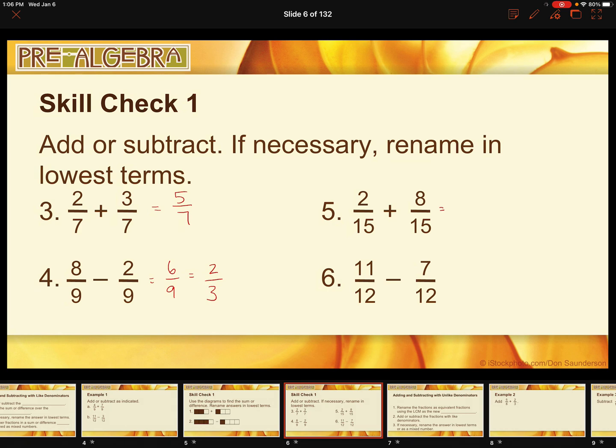Number 5, you should have gotten 10 over 15, which again reduces to 2/3. And number 6, you should have gotten 4 over 12, which reduces to 1/3. On your homework, I need you to be writing out the problem and the answer, and show me how you simplify if necessary.